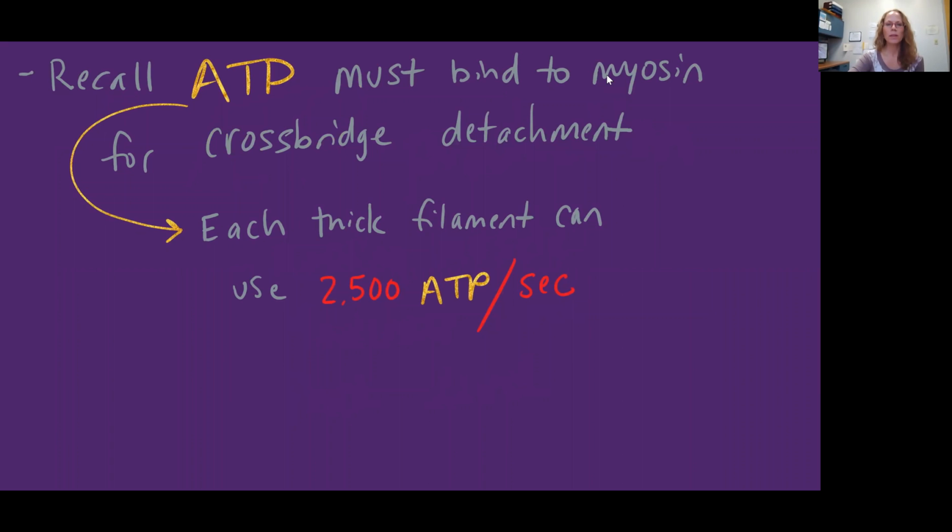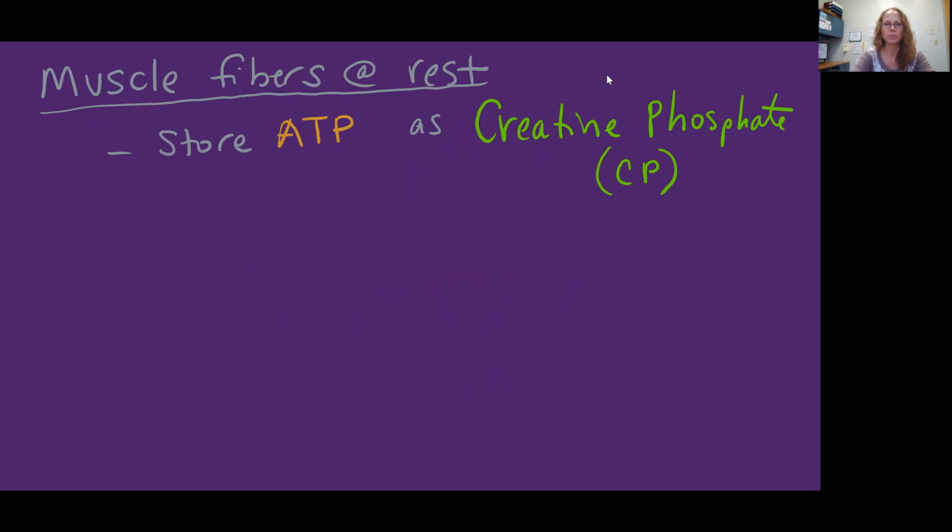Okay, thinking about our ATP production, keep in mind that muscle contraction is extremely ATP intensive. A single ATP molecule has to bind to each one of those myosin heads for cross-bridge detachment. So one single thick filament can use 2,500 ATP in a single second. And we're looking at one single thick filament and a whole myofibril. So we're talking about using quite a lot of ATP here.